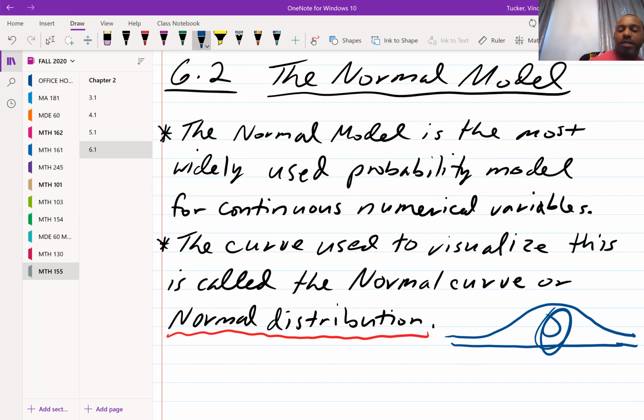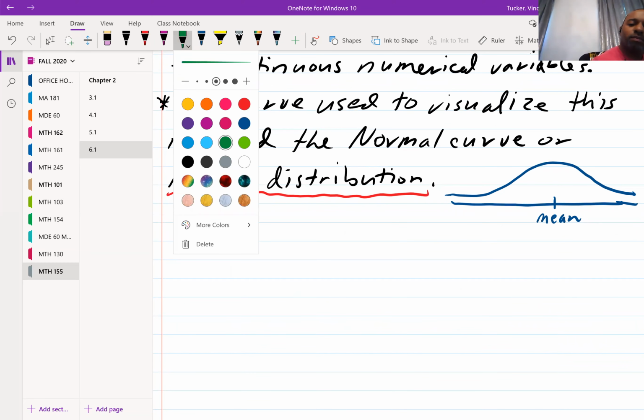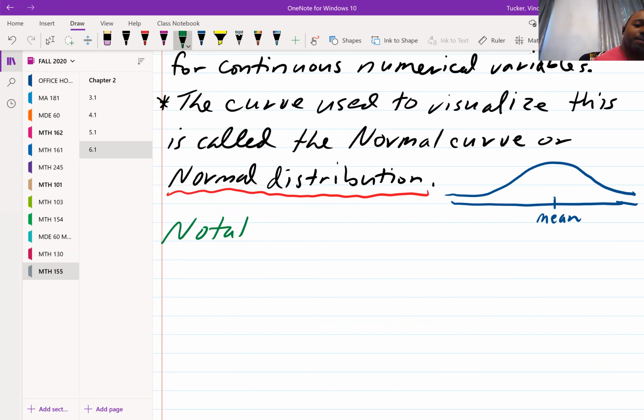The bulk of our information is in the middle, and it evenly thins out as you go away from our mean. Our mean is in the middle, which is your average. That's where the bulk of your data is. As you move away from the average, whether to the right or to the left, to the right is greater than, to the left is less than, there's less and less data. It's called the mean.